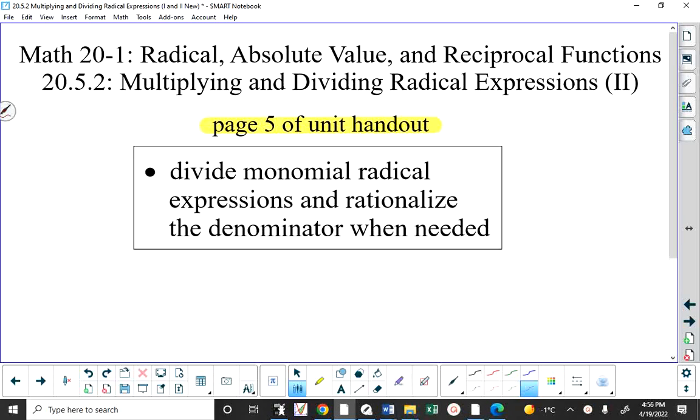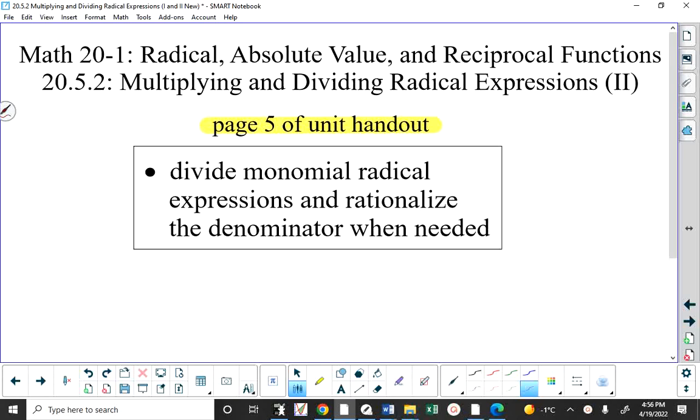Good afternoon, everyone. Today we're going to be continuing on with lesson 5.2, part 2. Yesterday we did 5.2, part 1. Section 5.2 in your textbook deals with multiplying and dividing radical expressions. So yesterday what we looked at is multiplying them.